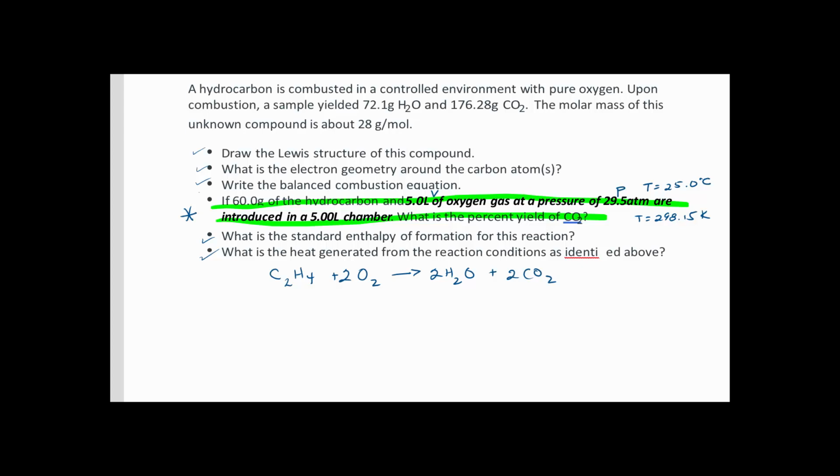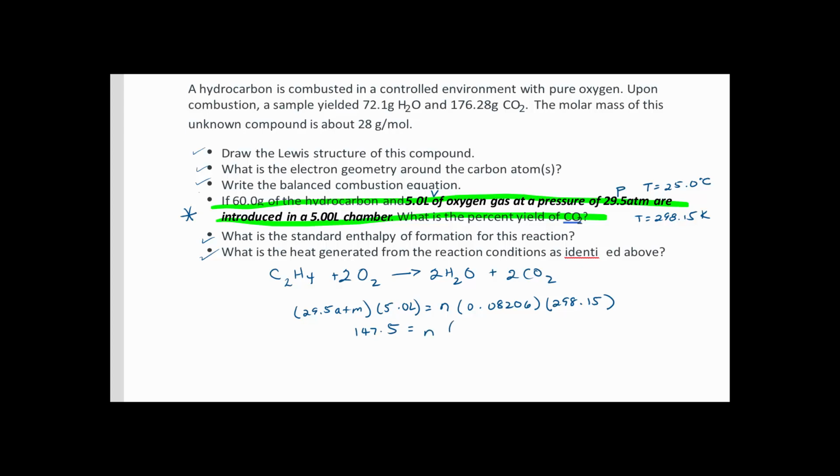Now the R value is constant, so we're going to use our ideal gas law, and we have our pressure, 29.5 atmospheres, with a volume of 5.0 liters. N is what we're looking for. We need to find out how many moles of gas we have. R is the constant, 0.08206. I'm just going to leave off the units. And then the temperature is 298.15. So to perform this calculation, I multiply 29.5 times 5, and I get 147.5.